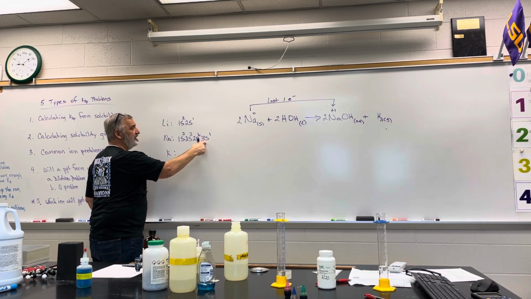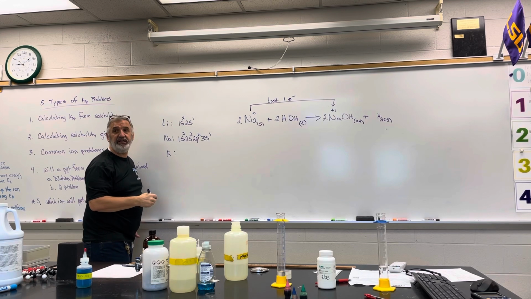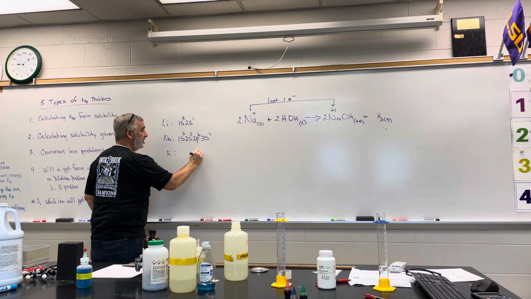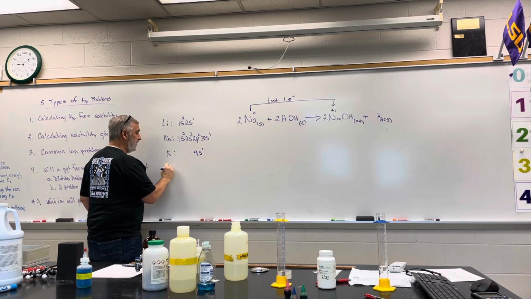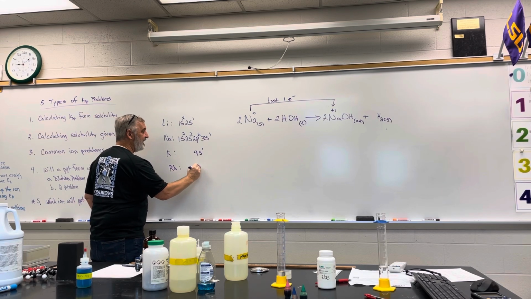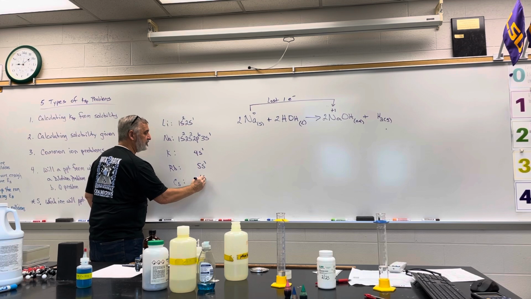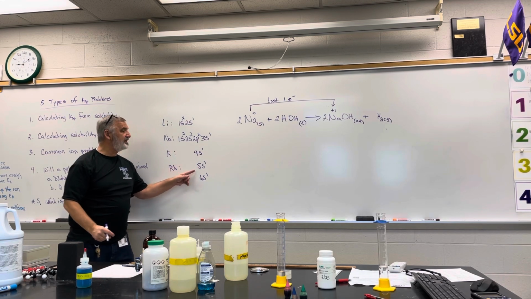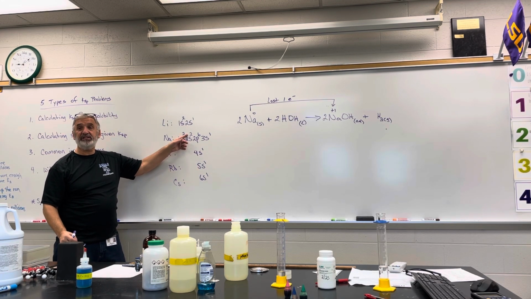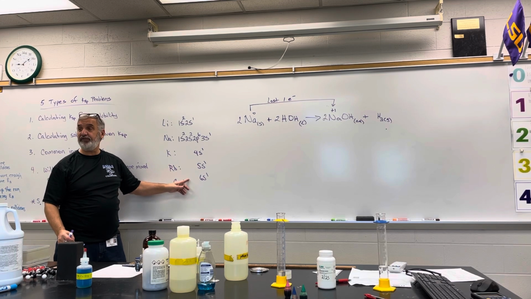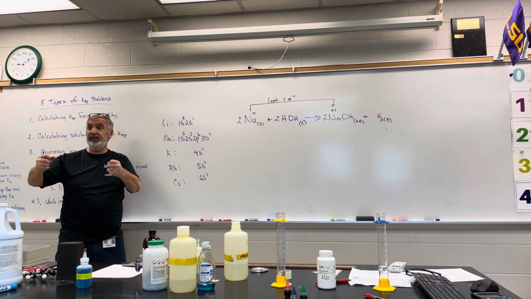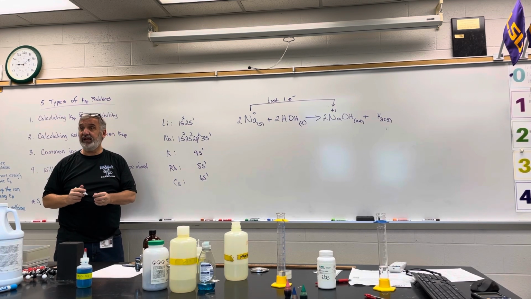Where is it going to end out here? Where's potassium going to end? 4s1. And then the rubidium is going to end at 5s1, and cesium is going to end at 6s1. So what does that mean about this electron as far as its distance from the nucleus? It's getting farther away. What does that mean about how tightly held it is? It's getting less and less tightly held, right?